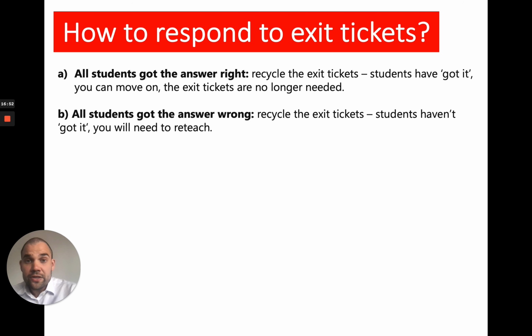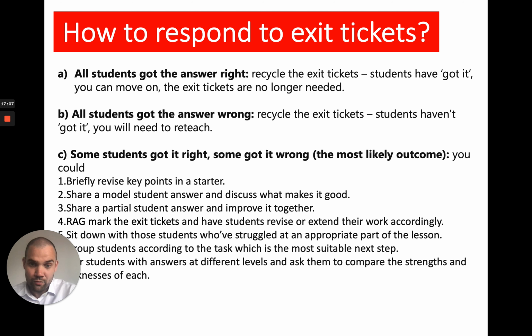And then there's a few things that you can obviously do. As we've already said, if they all got it right, you can just move on. If at the other extreme, all the students got the answer wrong, actually your feedback might be you just need to reteach the lesson. Okay, so those are two extremes. In practice though, what normally happens is some students get it right and some get it wrong. That's the most likely outcome when you do an exit ticket.